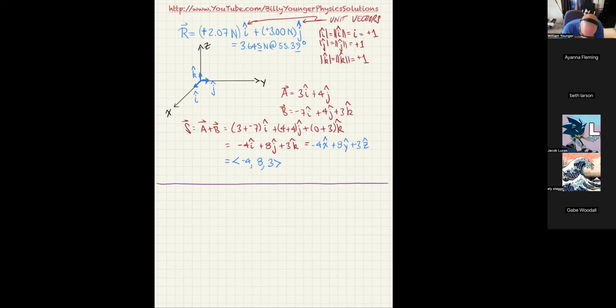So here is a nearly completely generic projectile motion problem.